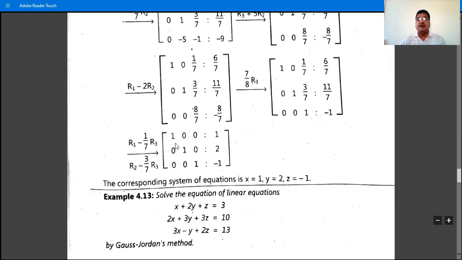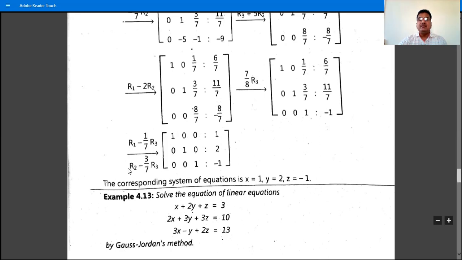So how does the matrix change? We have 1 0 at this place 0, and minus 1 by 7 into minus 1 becomes plus 1 by 7, plus 1 becomes 6 by 7. Minus 1 by 7 into minus 1 plus 1 by 7 plus 1, that is 8 by 7. Yeah, right, 8 by 7. It is not 6 by 7.